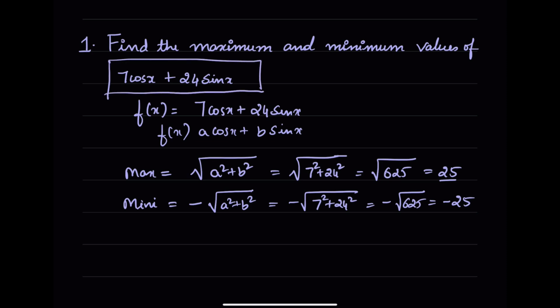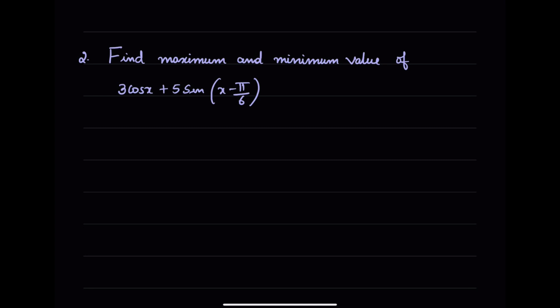Now let's try to solve another question. In the second question, we have to find the maximum and minimum value of 3 cos x plus 5 times sine of x minus pi by 6. So this is the f of x. Let's bring it to the format of f of x is equal to a cos x plus b sin x.